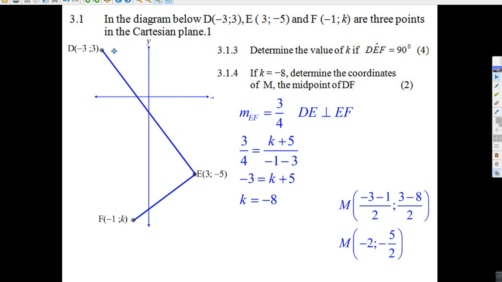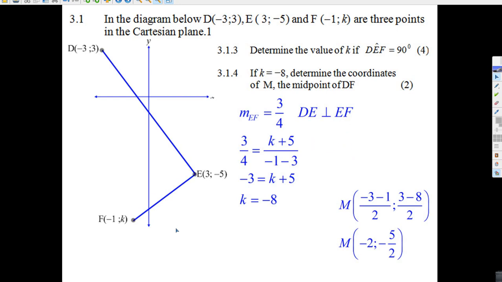Determine the value of K if DEF is 90 degrees. It's perpendicular if it's 90 degrees. And that means we know the gradient of this line is minus 4 over 3. This line, if it's perpendicular, the gradient has to be minus 4 over 3 turned upside down, 3 over 4, and the sign changed in order for the product of the gradients to be minus 1. So the gradient of EF is 3 over 4 because DE is perpendicular to EF.